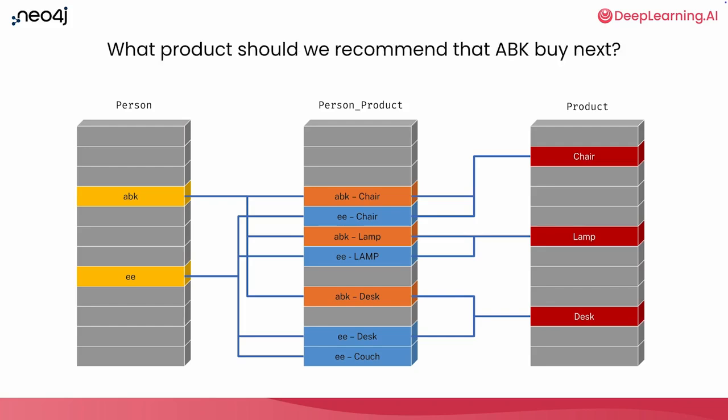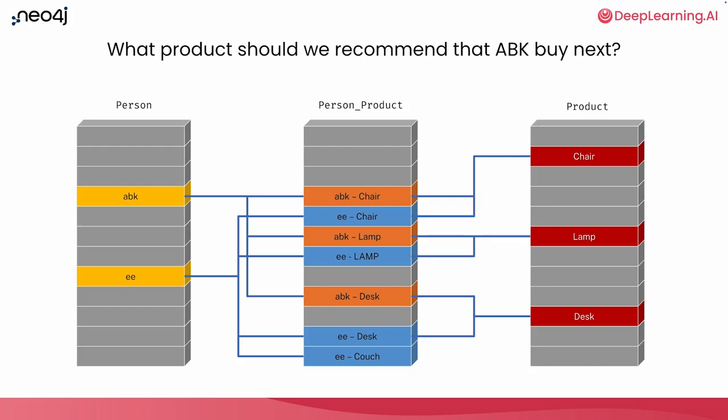That's interesting. So we could probably extend this one more step and ask, well, what product should we recommend that ABK buy next? Now, this is kind of the basics of doing a recommendation query. If you've got some purchase pattern from ABK that matches a purchase pattern from some other person or other group of people, the thing you want to recommend to ABK is what that other group of people bought that ABK has not.